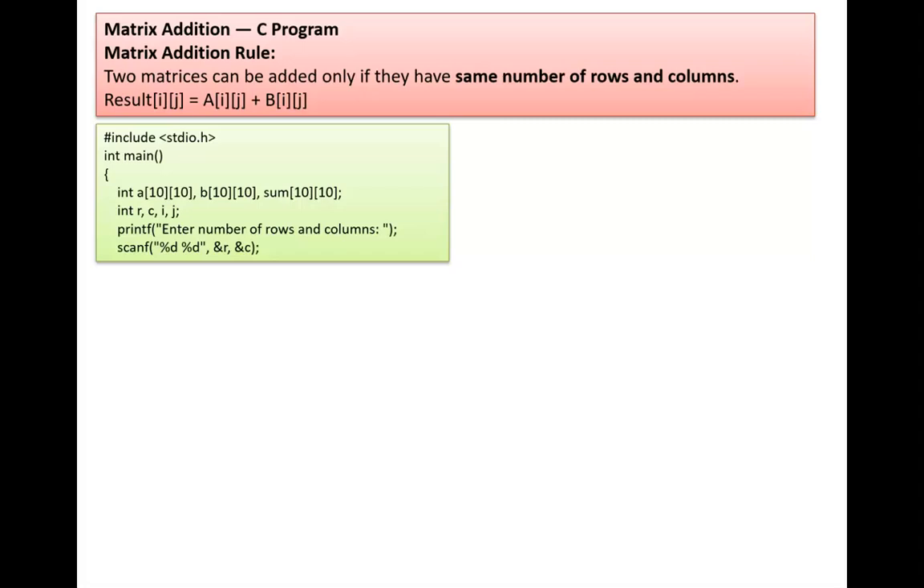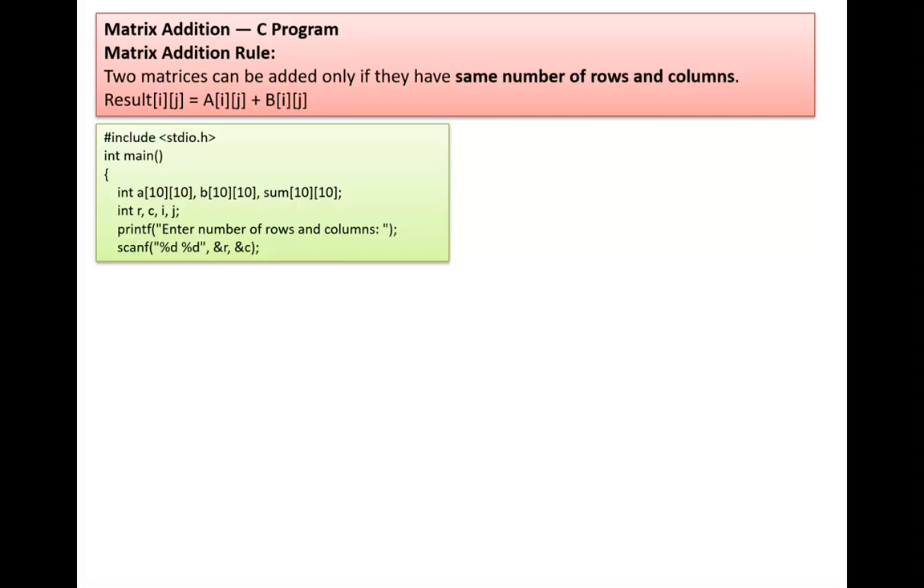Start the main function. I have 3 matrices. Why? Because A and B will be input, and I am going to store the addition in sum. I'm going to add A and B and store the result in sum. Now look into A, B and sum. A is a two-dimensional array, B is again a two-dimensional array, and sum is also a 2D array. The row size and the column size of all 3 arrays are 10 cross 10.